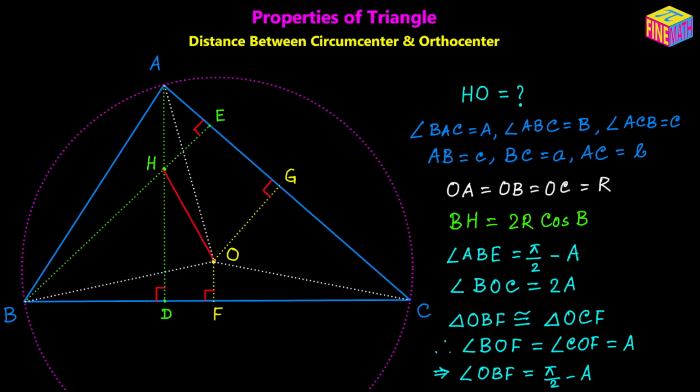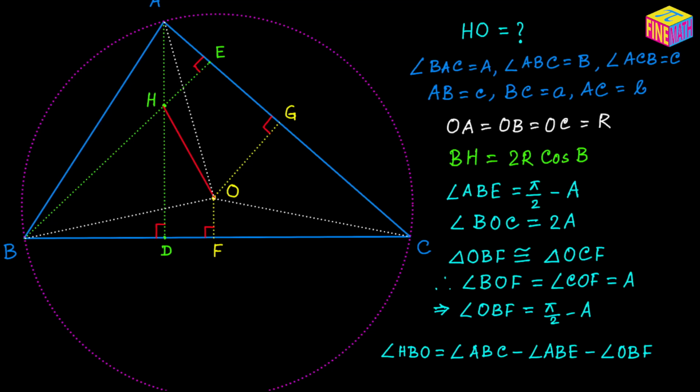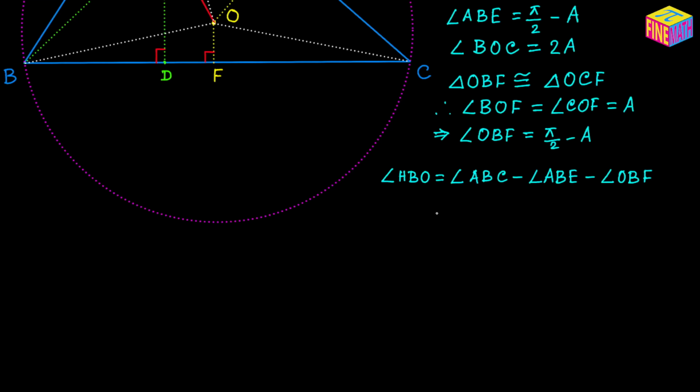Now that we know the angle ABE and angle OBF, we should be able to find out the angle HBO. So the angle HBO will be B minus these two other angles. So let me make a note here. So here I have noted angle HBO will be equal to angle ABC minus angle ABE minus angle OBF. Now we know that angle ABC is the angle B, uppercase B, so we can write it as B minus angle ABE, which is actually 90 degrees minus A, and angle OBF is also 90 degrees minus A, and let's remove the parentheses, so this will be B minus pi over 2 plus A minus pi over 2 plus A.